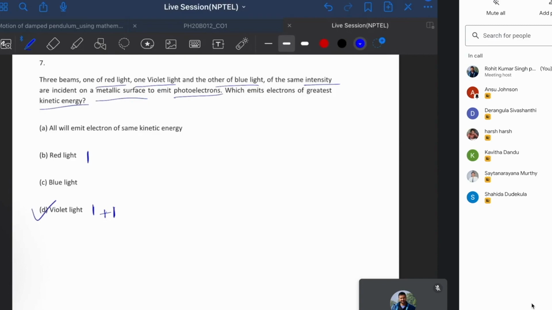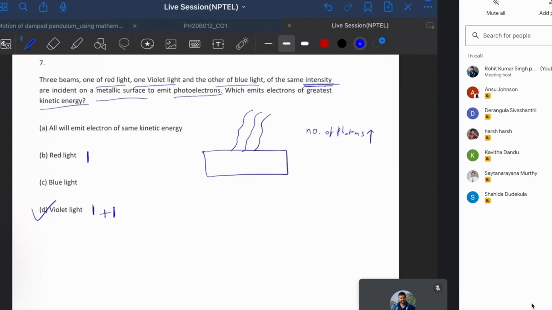Now the reason for this is, as I told you, there is a metal surface. Light is incident on it, and suppose the intensity. So what is the measure of intensity? Intensity means the number of photons in the beam. So if the number of photons in the beam is more, the intensity of light is more.